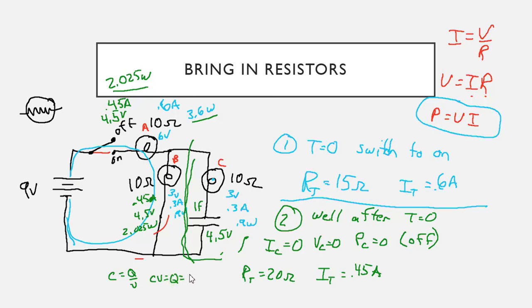So it's going to be 1 coulomb per volt times 4.5 volts. So this is going to hold an enormous amount of charge, which is 4.5 coulombs of charge. Now, just to say that's a lot of charge.